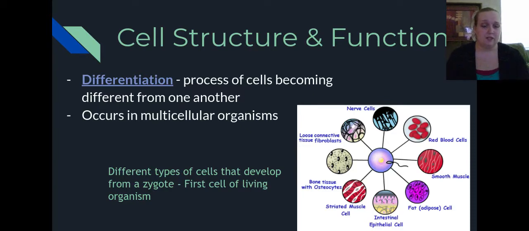So they become different. If you look at the picture, we have nerve cells, blood cells, muscle, adipose, which is fat, intestinal cells, and bone tissue. So all of these originate from the same type of cell, but depending on what DNA is turned on and off, they will look different as they develop.